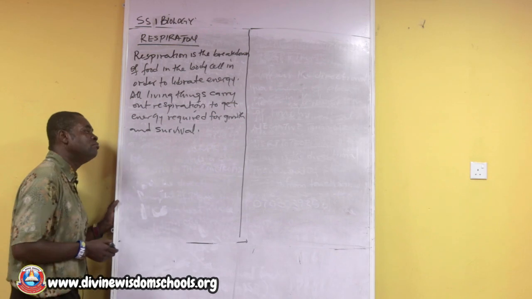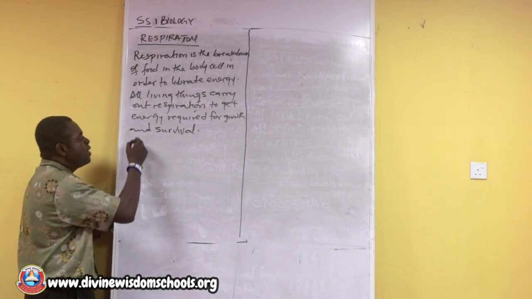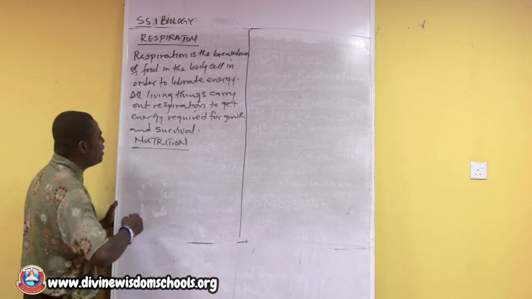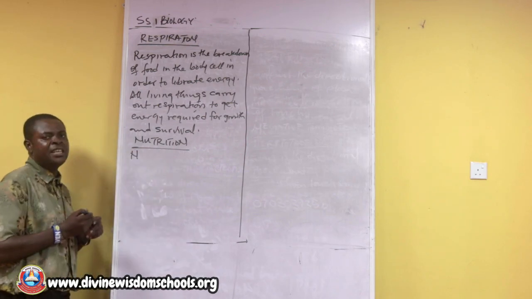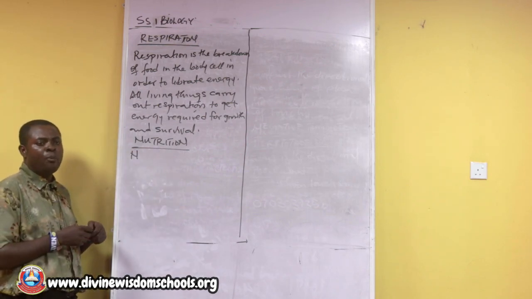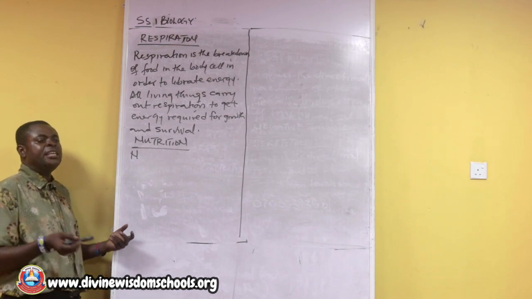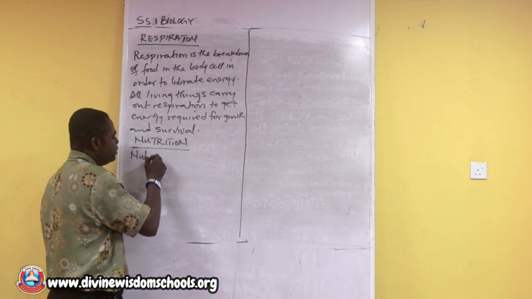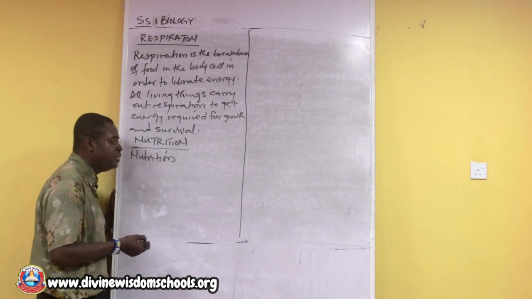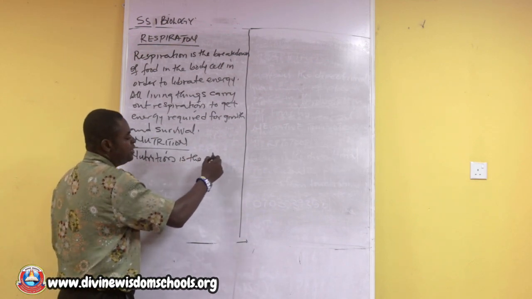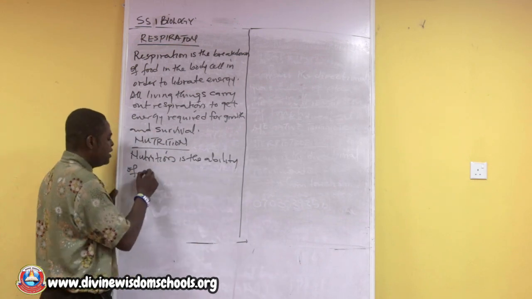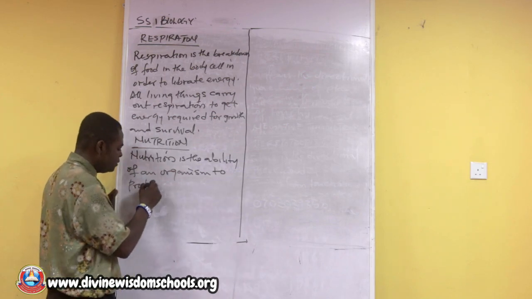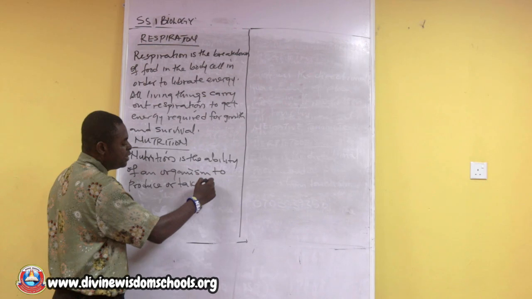So then, apart from respiration, we have nutrition. Nutrition is the ability of an organism to produce or take in food. Nutrition, which sometimes can also be called feeding, is the ability of an organism to produce or take in food.